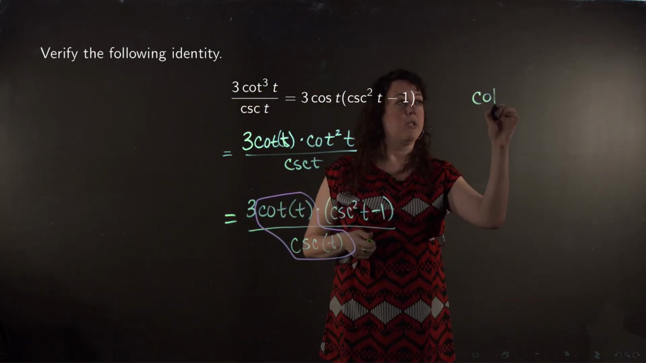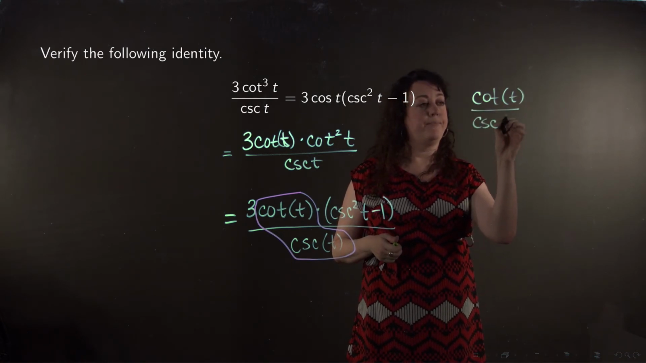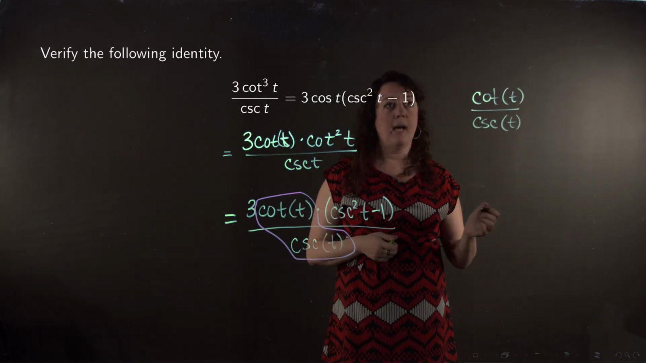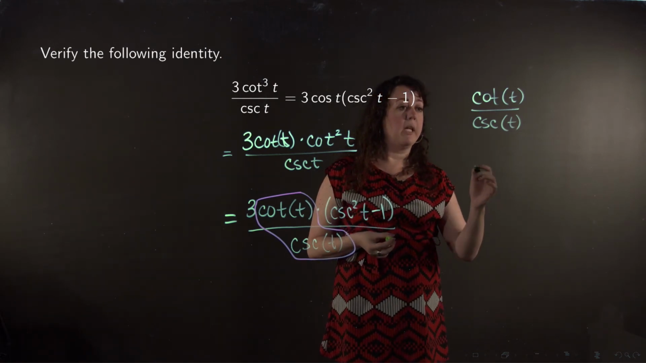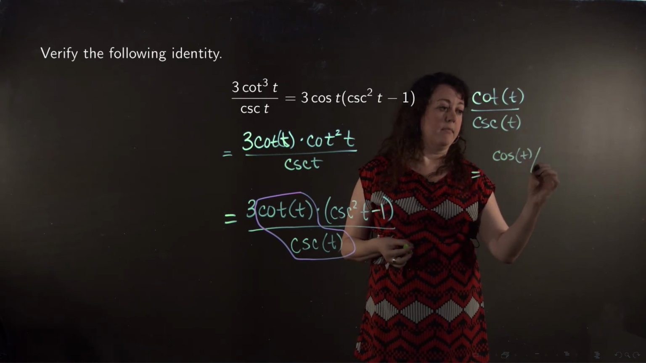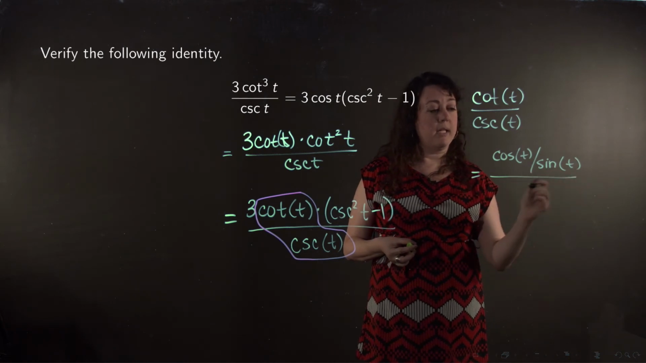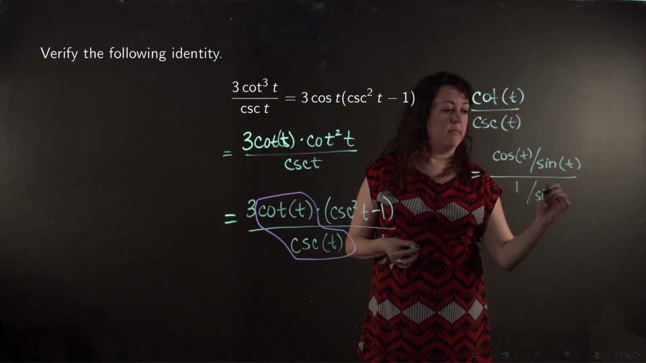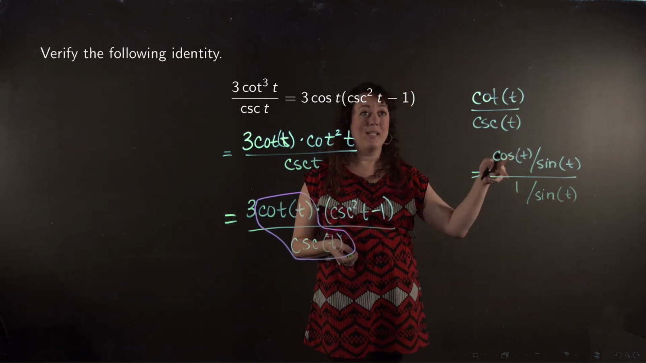All right, cotangent t over cosecant t. I like to verify these by switching that into sines and cosines. So cotangent is equal to cosine over sine. Cosecant is equal to 1 over sine. Okay, I can already see the way that I've written this, that those sine t's are going to cancel.